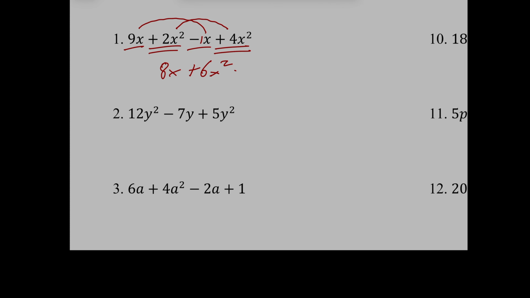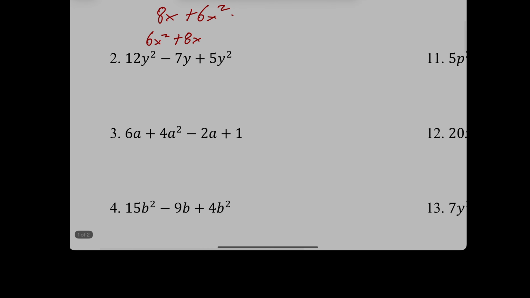Now, this answer is correct, but it's not in a form that we really like to see. We always like to see the highest exponent written first. So if I rearrange these, it's a positive 6x squared, so I just write 6x squared. And it's a positive 8x, so I write plus 8x. That way my exponents are in descending order, which is the way we like to see these.